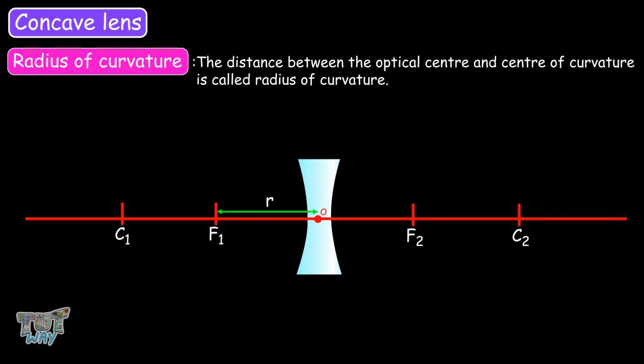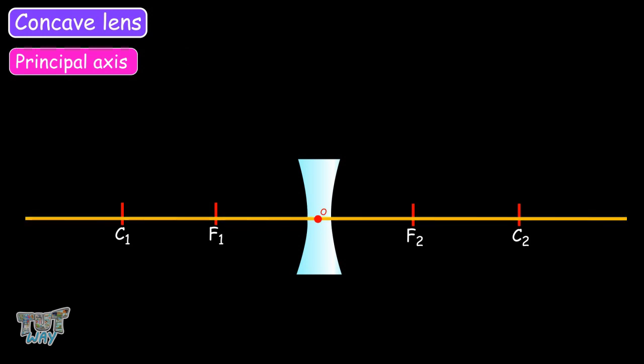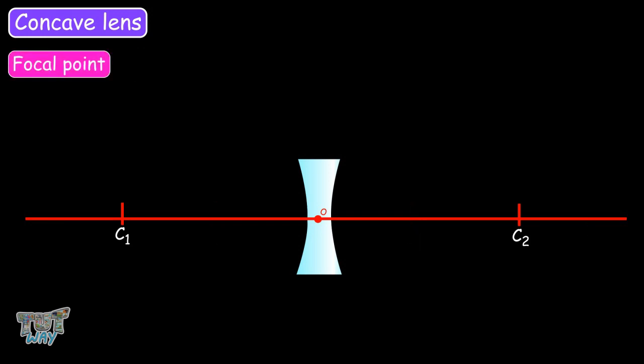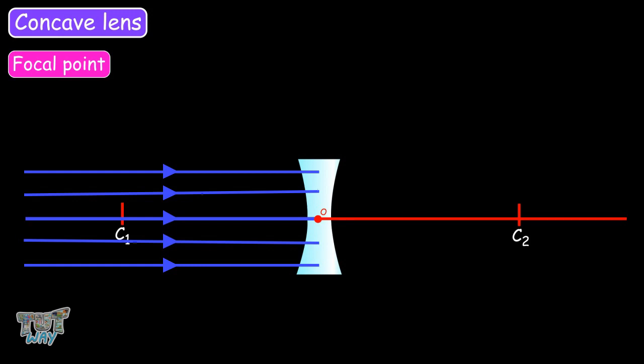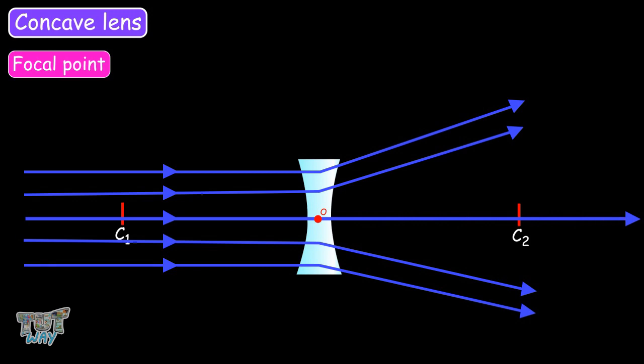The following term is the principal axis. The straight line passing through the optical center and the two centers of curvature is called the principal axis. The next term is the focal point. Several rays of light parallel to the principal axis fall on the concave lens. These rays, after refraction from the lens, diverge, which means that the light rays move away from each other. The diverging rays of light, when produced backwards, meet at some point on the principal axis. This point on the principal axis is called the focal point, or the principal focus of the lens.